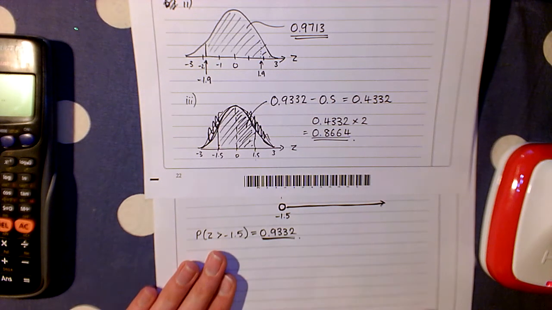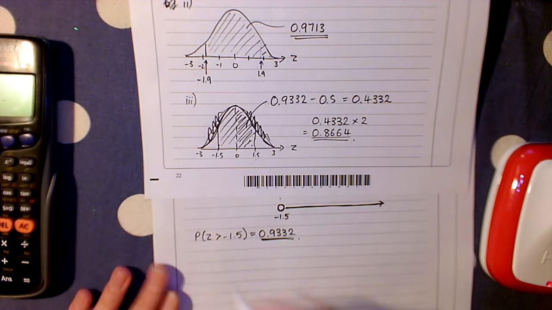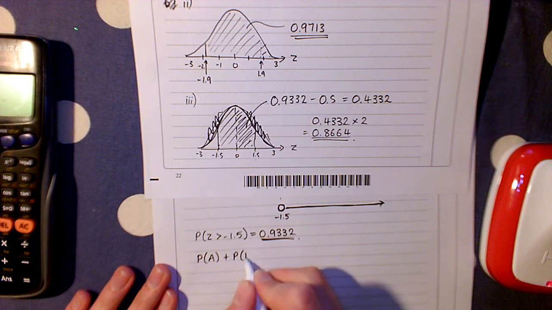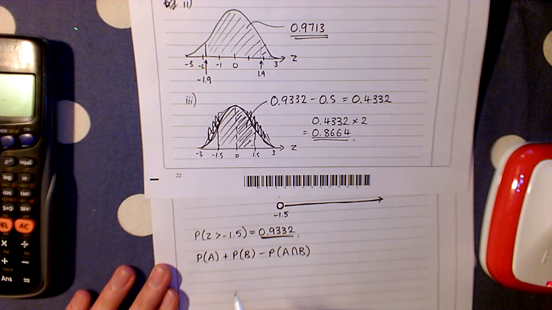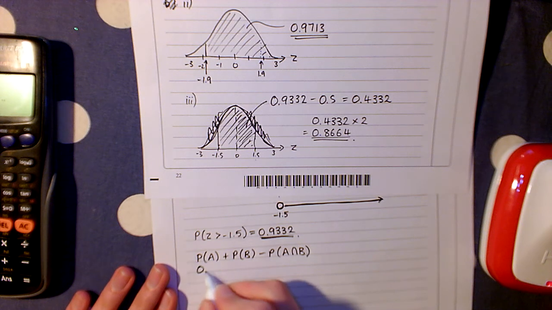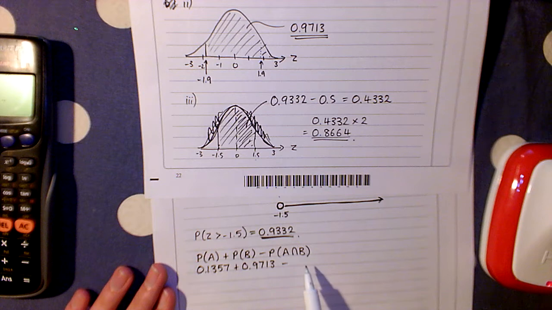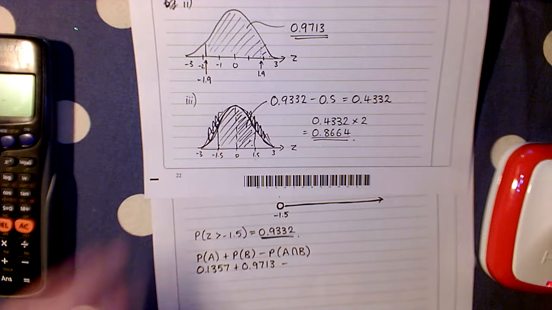Now, the other way to work this out would be to do the probability of A plus the probability of B minus the probability of A and B. So we could do it like that. So we know the probability of A because we worked it out earlier. And we know the probability of B because we worked that out earlier. The only thing that we don't have is the probability of A and B happening. So now we'd have to think about when does A and B happen?